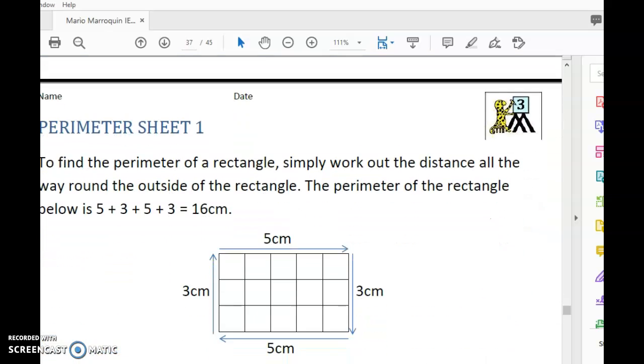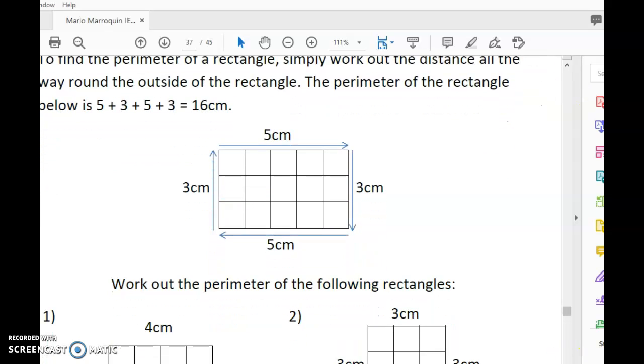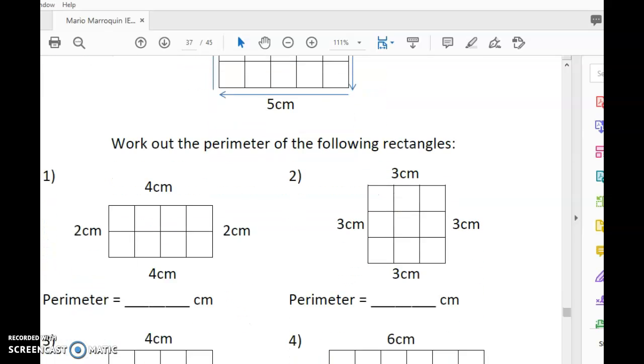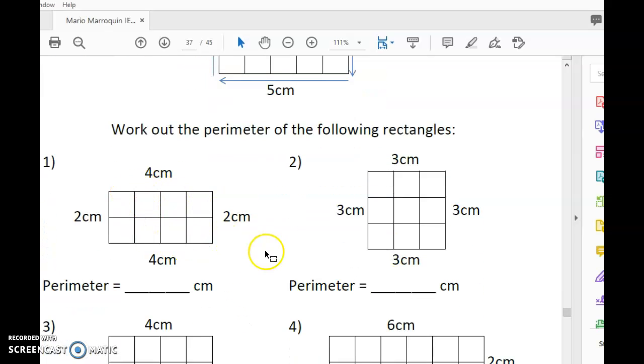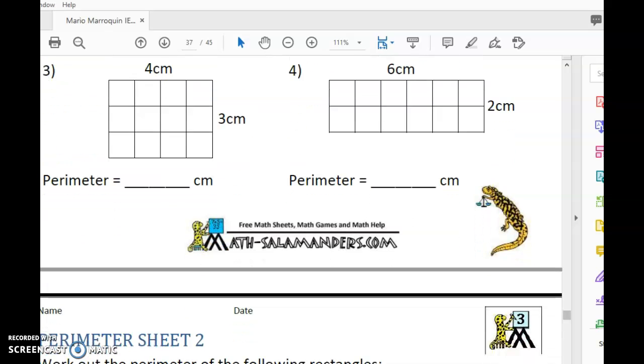Now, you have worksheets. For example, with this worksheet, to find the perimeter of a rectangle, simply work out the distance all the way around the outside of the rectangle. So the perimeter of the rectangle below is what? 5 plus 3 plus 5 plus 3 equals 16 centimeters. And make sure you work out all your problems. Here I want you to find the perimeter of all the rectangles. You're going to work out the perimeter of the following rectangles or squares. And that's it. You only have 4 questions.